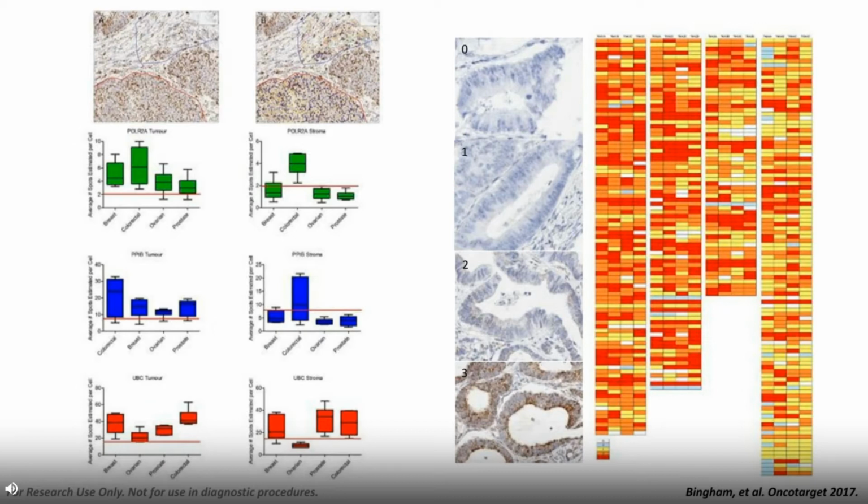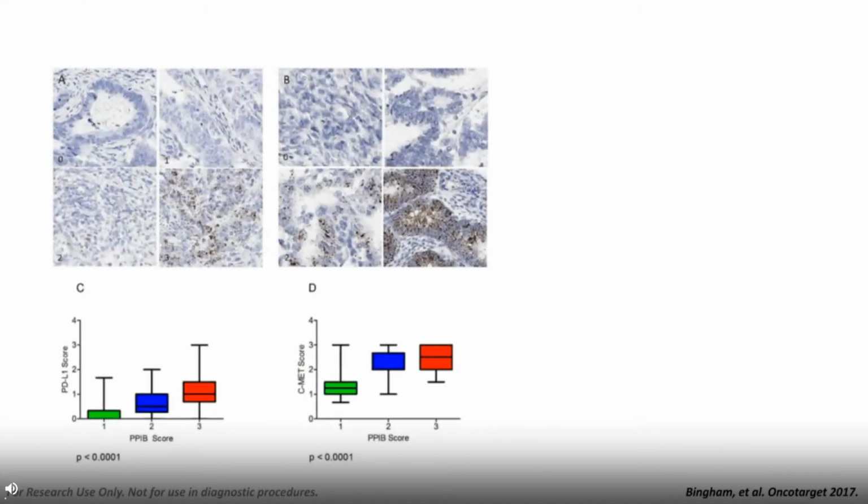And as you can see here, there is varying quality of the RNA available in each of the tissues. So whenever we assess our biomarkers of interest, PD-L1 by RNAscope and c-Met by RNAscope, and compare this to our PPIB scoring, you can see here consistently that a low PPIB score was associated with a low PD-L1 and c-Met score, indicating that when the tissue quality may not be as good, this affects the ability of the RNAscope probe to be assessed using our biomarker of interest.